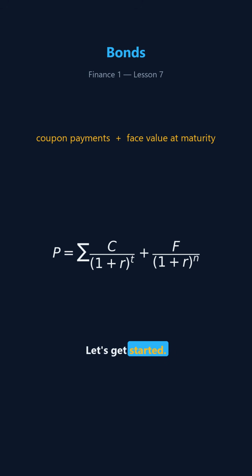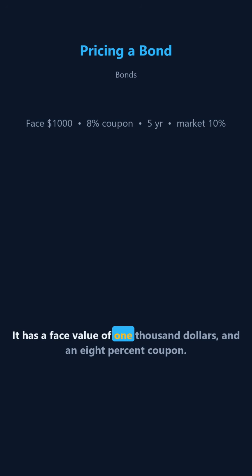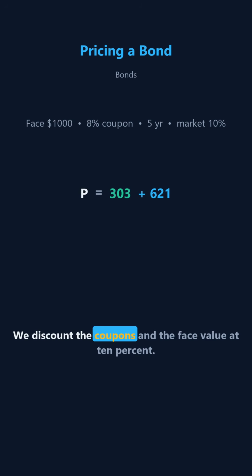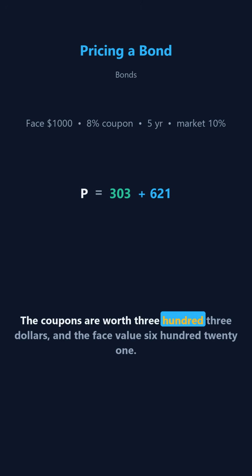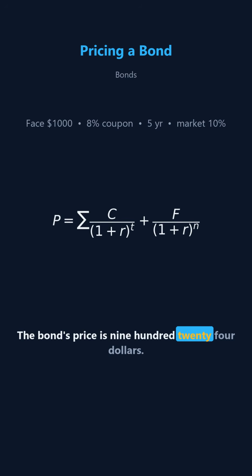Let's get started. Let's price a bond step by step. It has a face value of $1,000 and an 8% coupon, so it pays $80 a year for 5 years. The market interest rate is 10%. We discount the coupons and the face value at 10%. The coupons are worth $303, and the face value $621. The bond's price is $924.